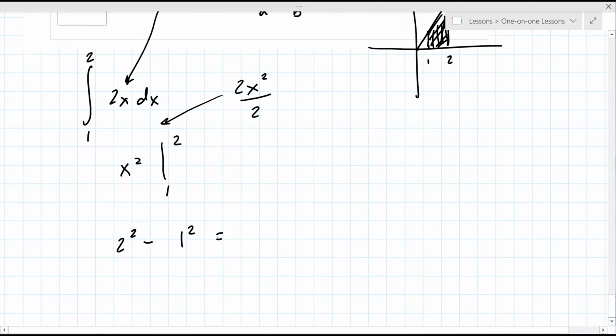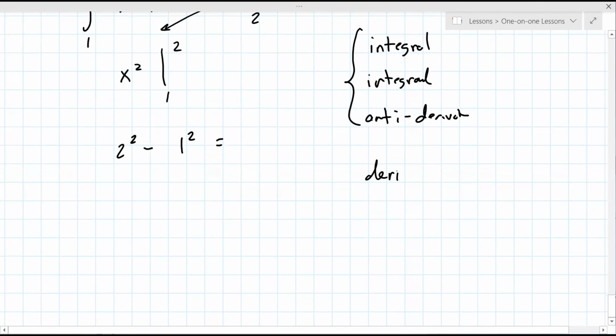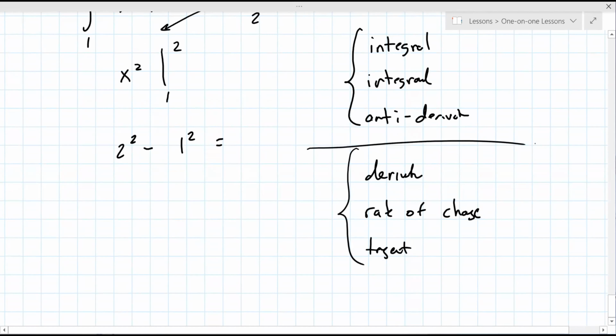So when you say antiderivative, is that finding the integral? Yes. Okay, so there's integral, integrand, antiderivative. These all mean the same thing. When you were studying derivatives, there was derivative, there was rate of change. There might have been one more. These all mean tangent. Yeah. These all mean the same thing. Okay. Okay, so this becomes 4 minus 1, which is 3.